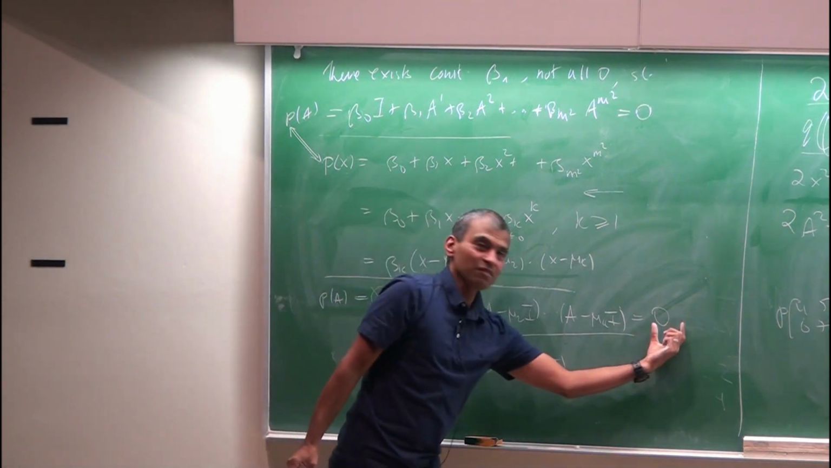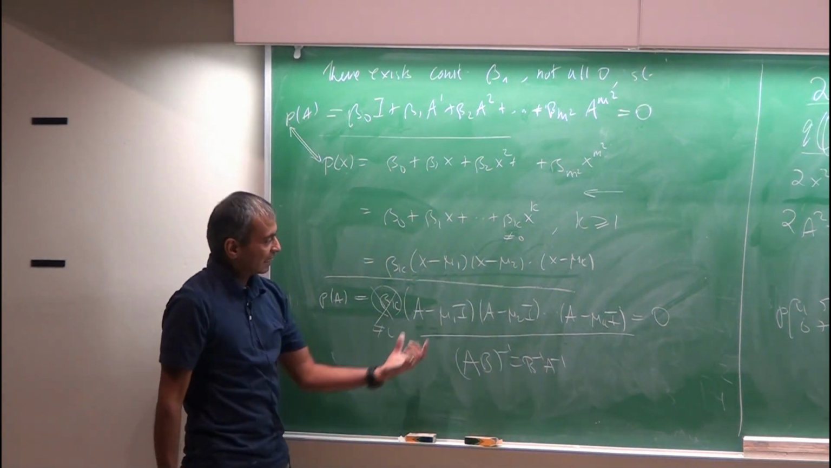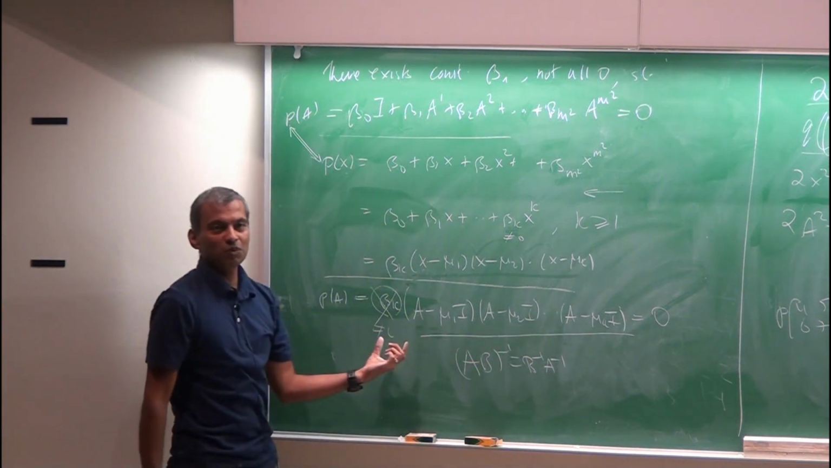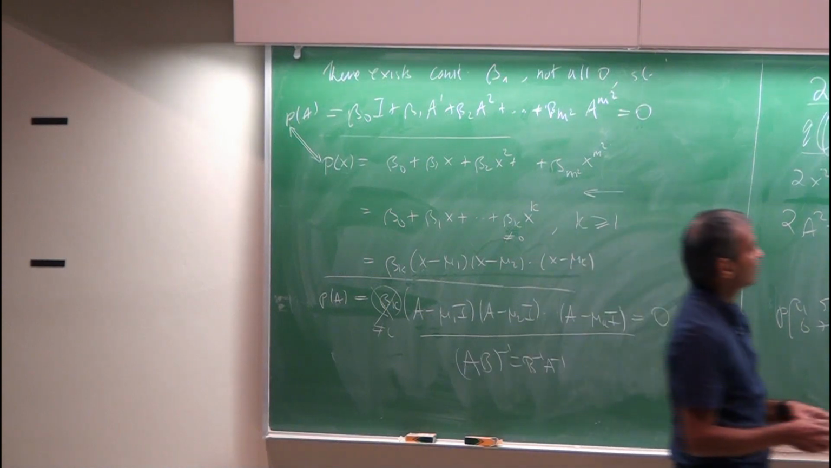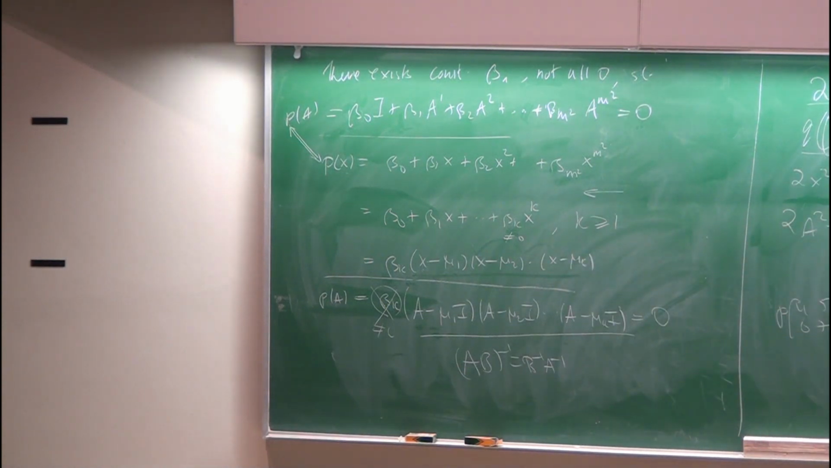But clearly the product is not invertible, it's a 0 matrix. So at least one of these matrices must be non-invertible. We don't know which one. At least one of them must be non-invertible, right? So therefore we can now claim what we wanted to claim, right?